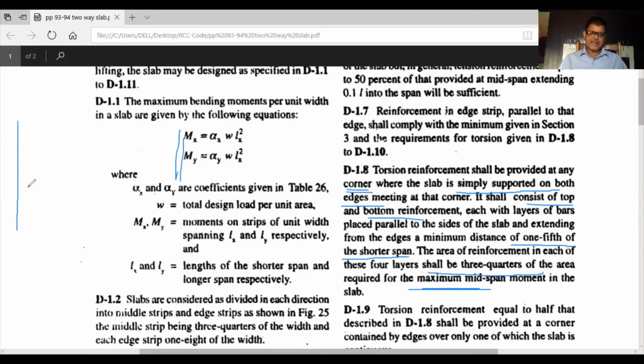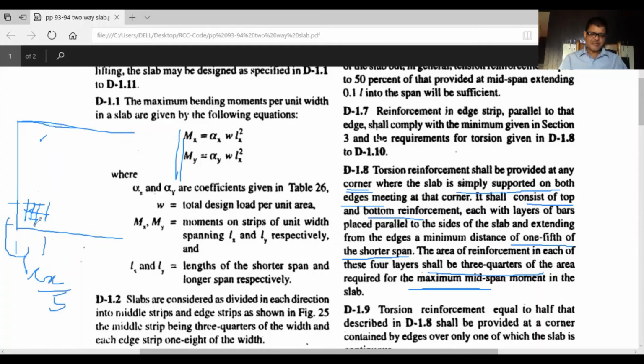So let us come to it again. Suppose this is a simply supported slab, and you need to provide the reinforcement at these corners. Okay, so these are discontinuous edges. What it says is torsion reinforcement is provided at any corner where the slab is supported on both edges meeting at that corner. It shall consist of a top and bottom layer. So you have to provide reinforcement in a top layer and bottom layer. Now what is the distance? This distance, and also this distance, where it will be provided. These distances are Lx by 5. No, not Ly. The distance will be Lx by 5.